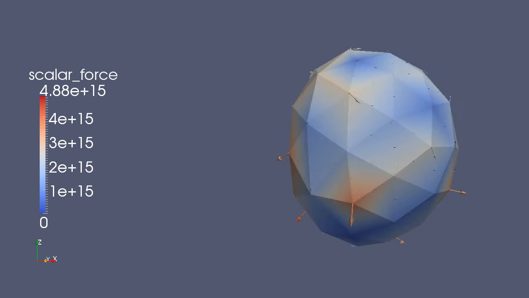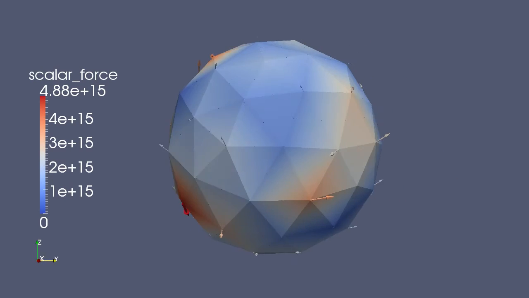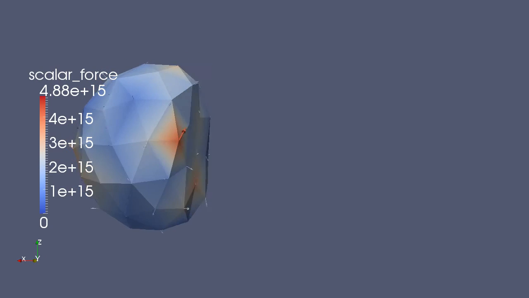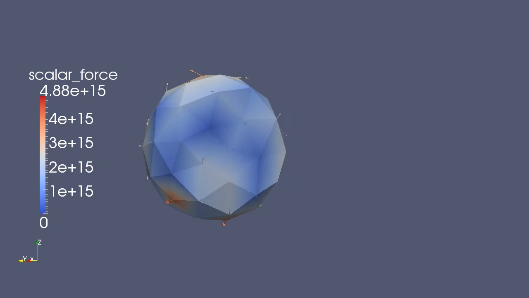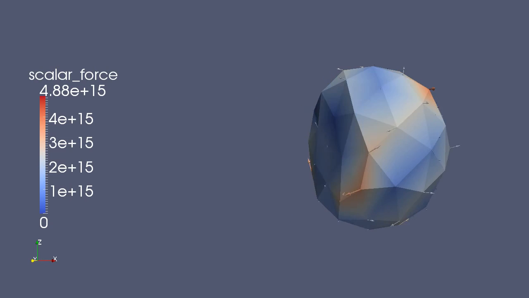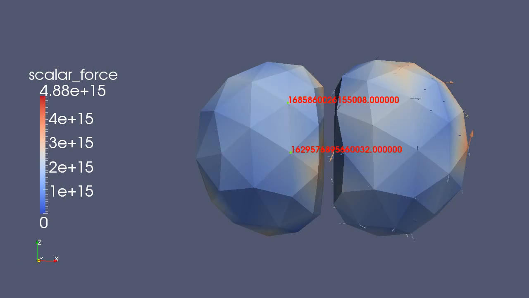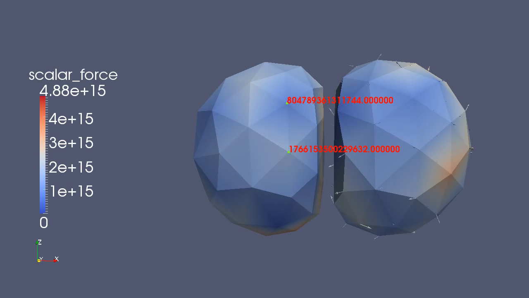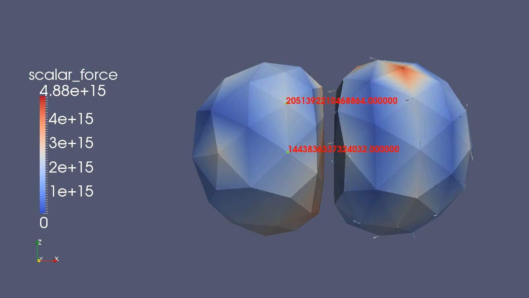Now we focus on one blob. Arrows from each node represent the strength and also the direction of the internal force. We may also observe the values of the force of selected nodes or set a threshold.